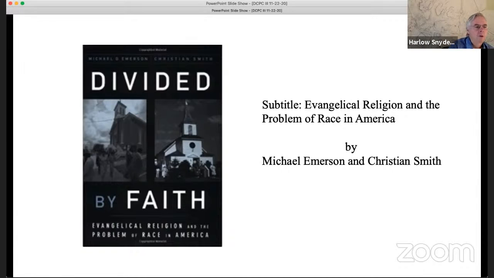This book was published in the year 2000, so it's a little bit dated in certain respects. I think the term evangelical has undergone some changes since this book was written.